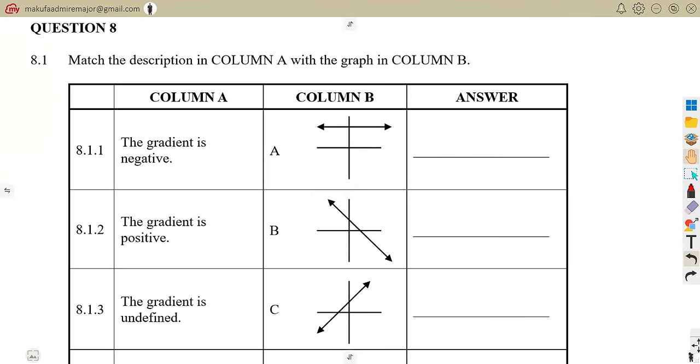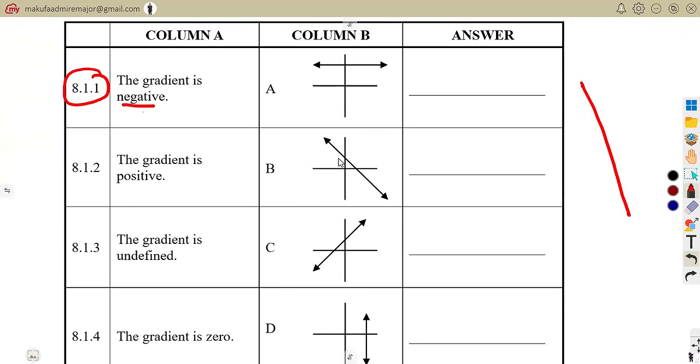All right, question number 8, match the description in column A with the graph in column B. We are given 8.11. The gradient is negative. Which one that we have is a negative gradient? Remember, for a negative gradient, a line is supposed to be like this. So the best answer is B. So that is where we have a negative gradient. 8.12, the gradient is positive. The line is supposed to be going up. So where are we having the line going up? That is C. So that's where we have the positive gradient. So the positive gradient is on C.